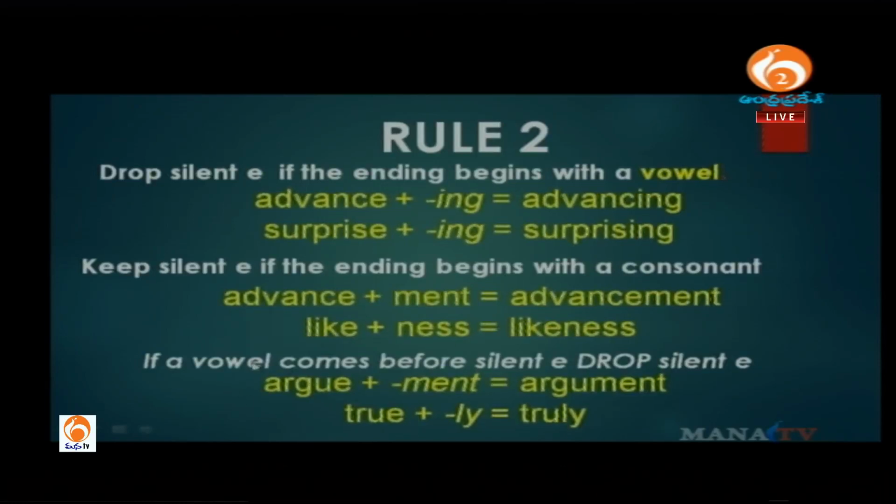Then it says, if a vowel comes before silent E, drop the silent E. So in terms of argument, I have E here, but before that I have a vowel. In that case, if I am adding a suffix which is ment, argument, I will not use the E anymore. The best example is true. I add a suffix ly. True, truly. The spelling of truly is not T-R-U-E-L-Y, it's T-R-U-L-Y. All right. So that's rule number 2.